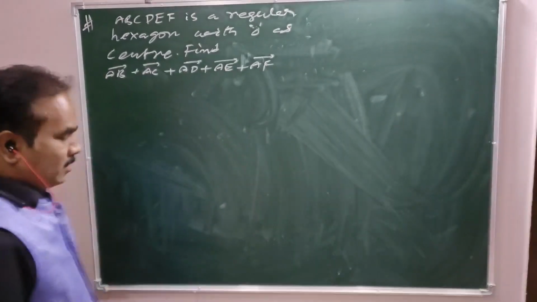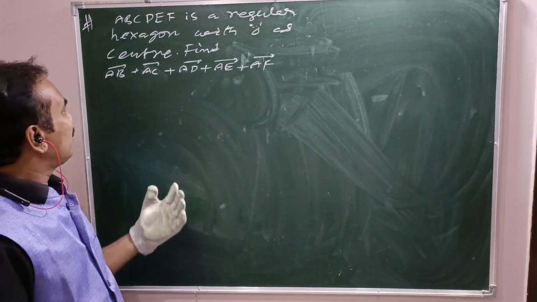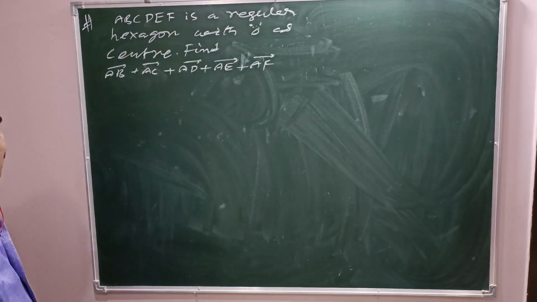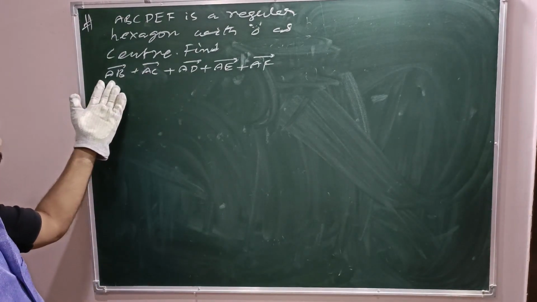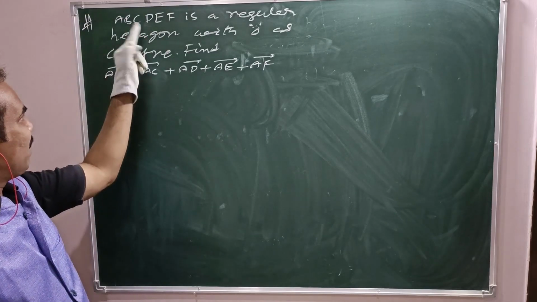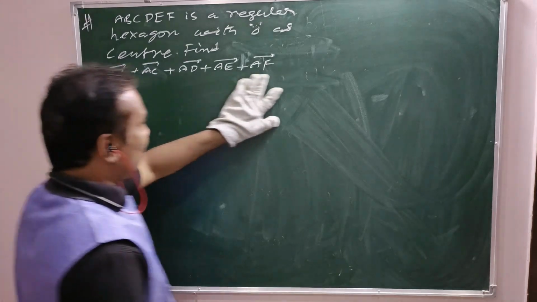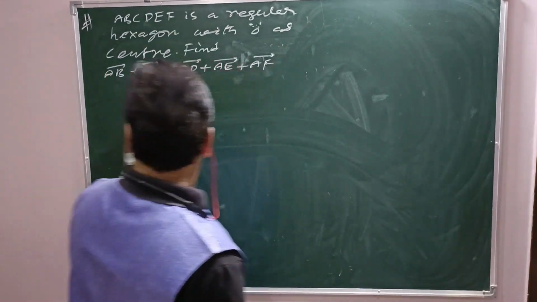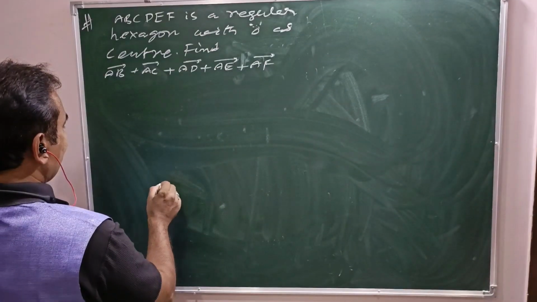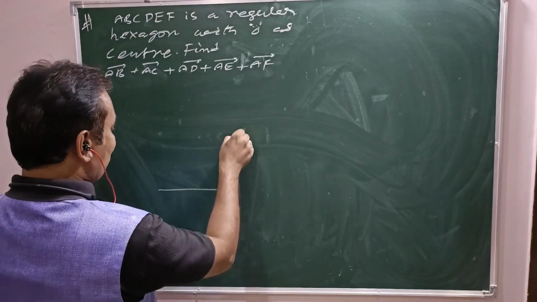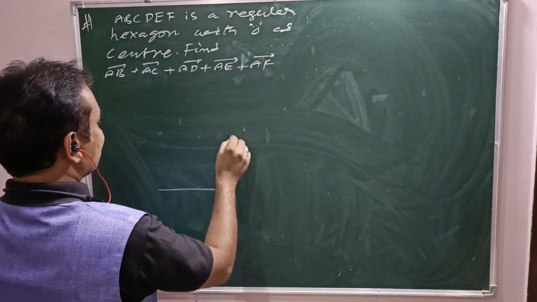See here, we have one regular hexagon A, B, C, D, E, F with O as center. Now we need to find AB bar plus AC bar plus AD bar plus AE bar plus AF bar. Now we need to construct one regular hexagon. Regular hexagon means 6 sides.